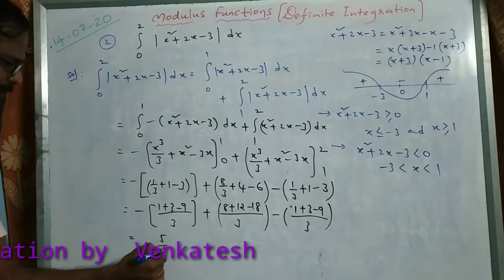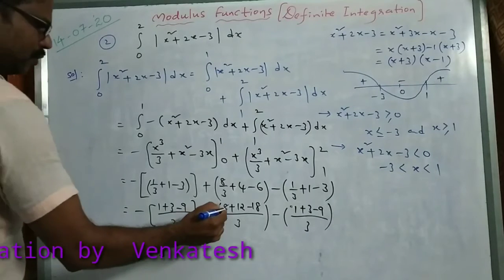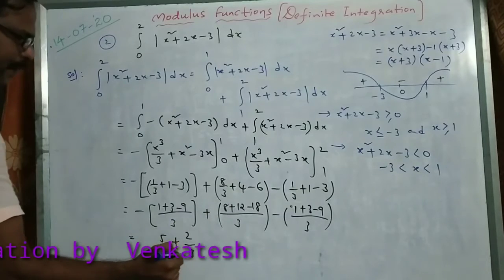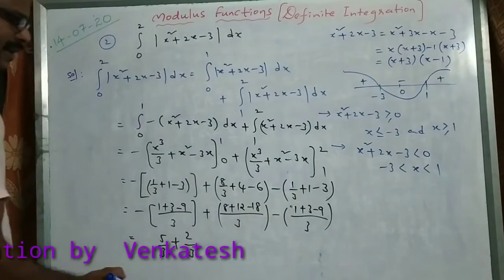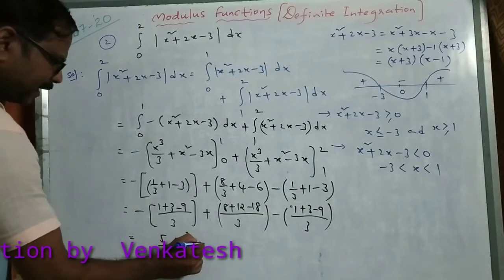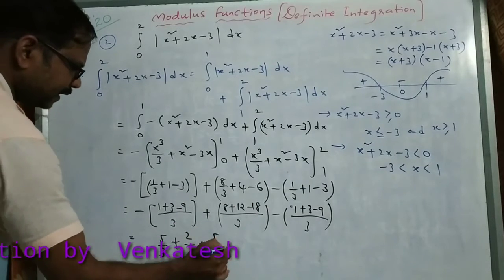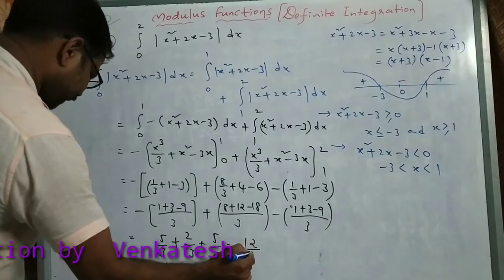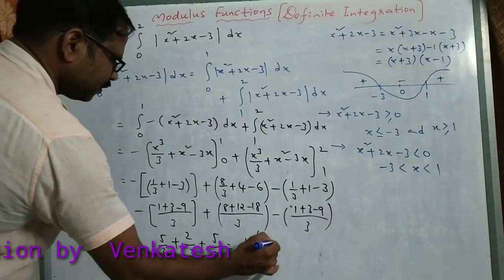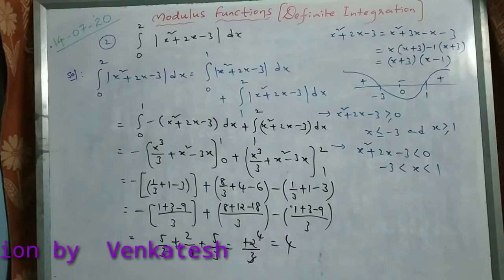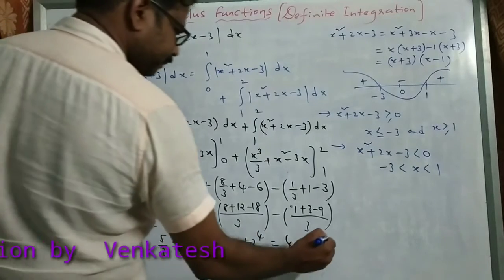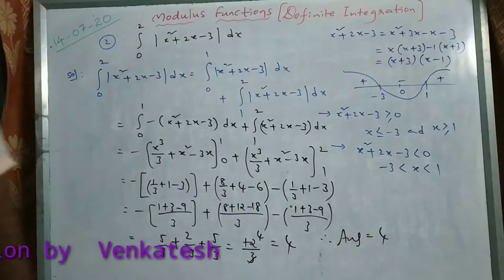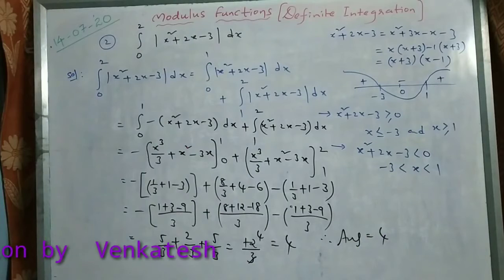Already minus is there. Plus 5 by 3. 20 minus 18 plus 2 by 3. 4 minus 9 minus 5 by 3. Already minus is there. Plus 5 by 3. 5 plus 2 is 7, 7 plus 5 is 12 by 3, 3 4s, so the answer is 4. Therefore the answer is 4. What is the final answer? 4.